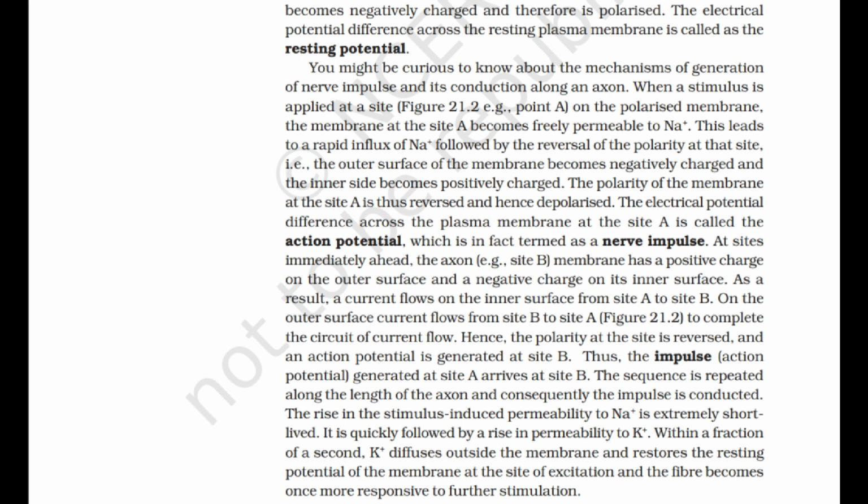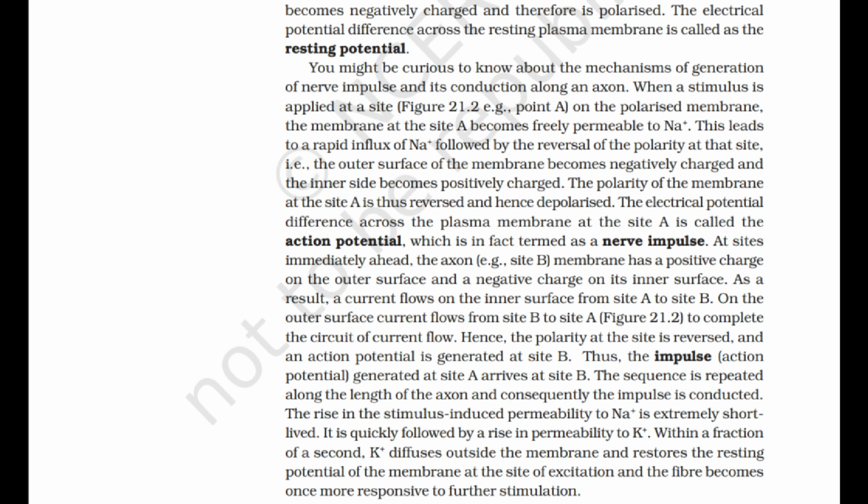When a stimulus is applied at a site on the polarized membrane, the membrane at the site becomes freely permeable to Na+ ions. This leads to a rapid influx of Na+ ions followed by the reversal of the polarity at that site, that is, the outer surface of the membrane becomes negatively charged and the inner side becomes positively charged. The polarity of the membrane at site A is thus reversed and hence depolarized. The electrical potential difference across the plasma membrane at site A is called the action potential, which is in fact termed a nerve impulse.